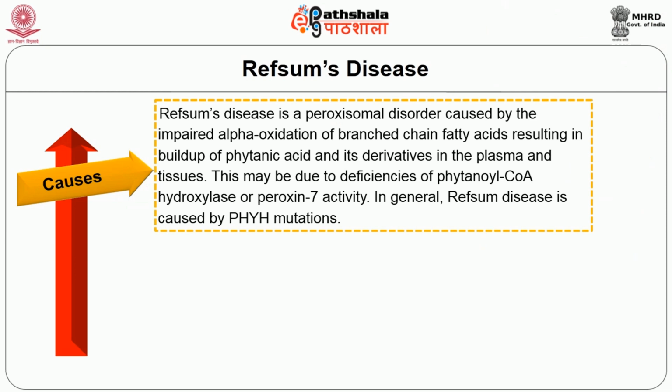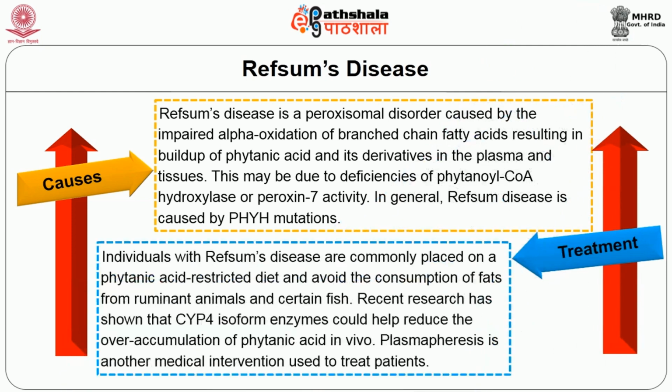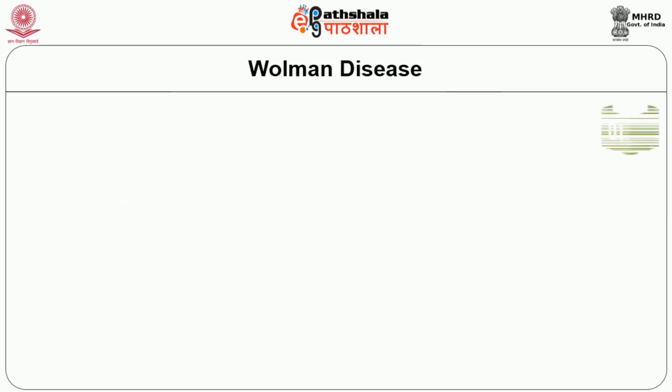In general, Refsum disease is caused by PHYH mutations. The treatments for Refsum disease are: individuals with Refsum disease are commonly placed on a phytanic acid restricted diet and avoid the consumption of fats from ruminant animals and certain fish. Recent research has shown that CYP4 isoform enzymes could help reduce the overaccumulation of phytanic acid in vivo. Plasmapheresis is another medical intervention which is used to treat patients. Ullmann disease is the next important type.